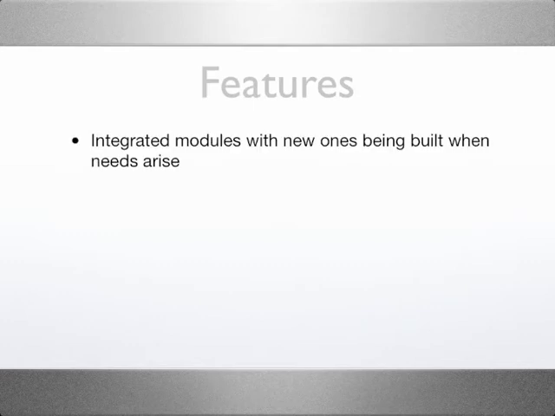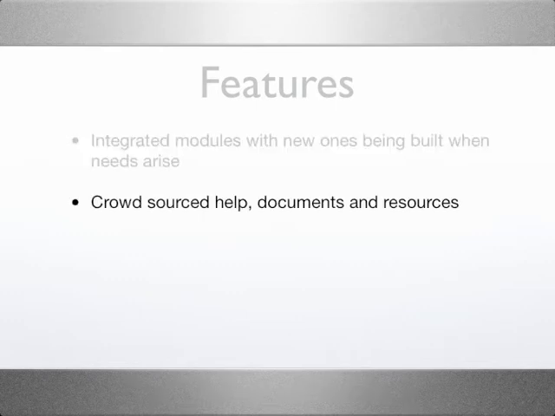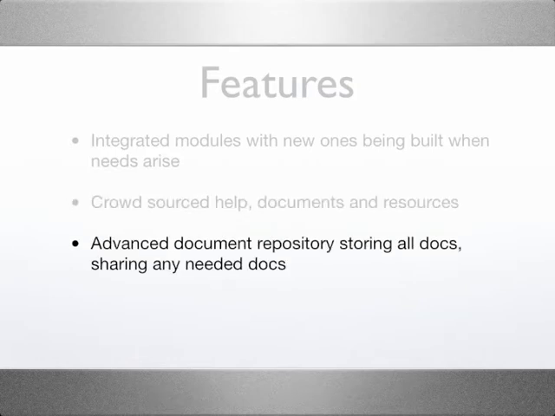REDFlow has an integrated module system with new modules being built as needs arise. This is an important one. REDFlow has crowdsourced help, documents, and resources. What that means is all documentation and updated information are sourced by your peers, the crowd. Advanced Document Repository storing all docs. That means we can store in REDFlow any type of information, whether it be a Word file, an Excel file, anything that you could normally email or attach, you can save.